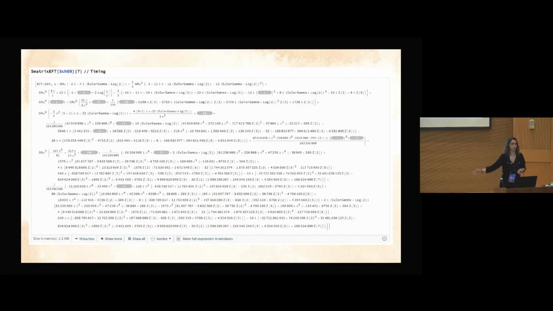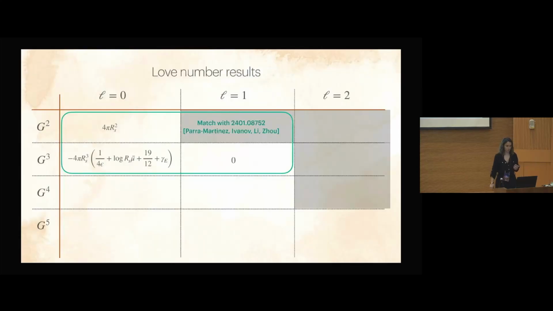This is what G to the 7 looks like for the S matrix at L equals 0. This runs on Mathematica in about 10 minutes, and we haven't really tried hard to optimize it in any way, but we have it. This allows us to finally have the phase shift that we can then compare with black hole perturbation theory and match Love numbers. So let me show you what this looks like.